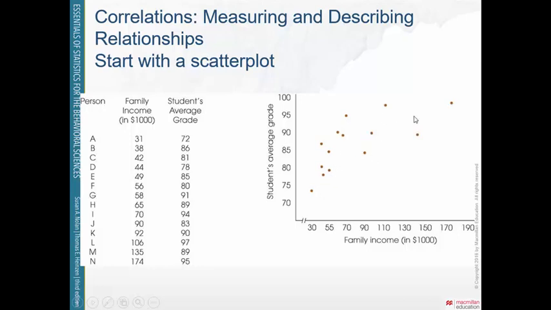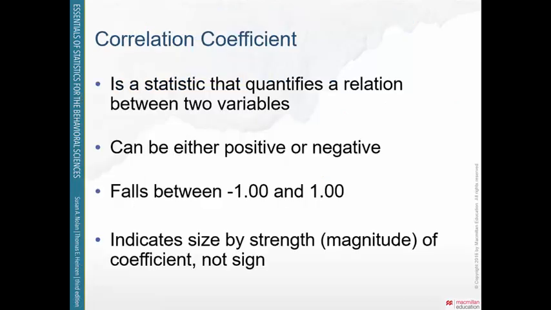And what does this relationship look like to you? Well, hopefully you can start to see that when people have lower family incomes, they tend to have lower grades. And the people who have higher family incomes tend to have higher grades. So there does look to be a relationship here. And I'm going to explain to you coming up right now how we actually look for that statistically.